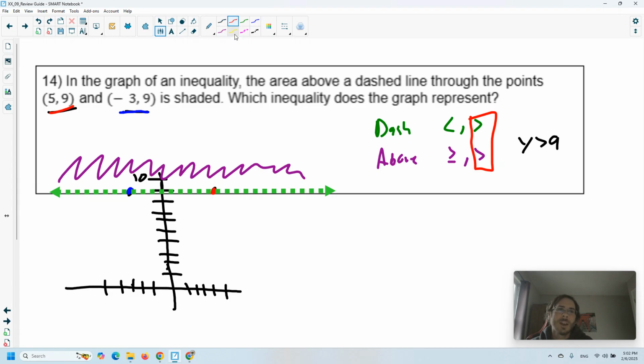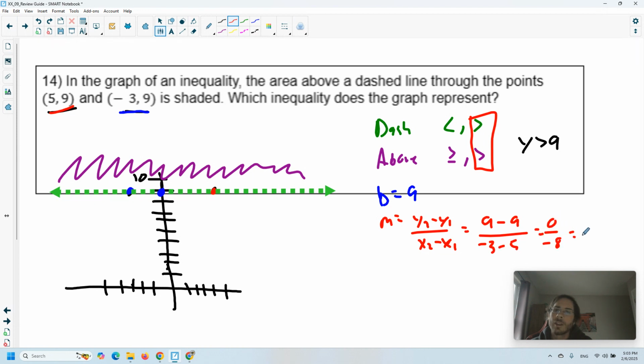want, you could actually find the intercepts. So we do have our intercept here. So b is equal to 9. And we have our slope. So we have to find out from here to here, we're not actually moving over at all. So if we really wanted to go in depth, we could do y2 minus y1 over x2 minus x1. So that would be 9 minus 9 over negative 3 minus 5, or 0 over negative 8, which is 0. And that makes sense. We don't have any slope. We're just flat. So m is 0.